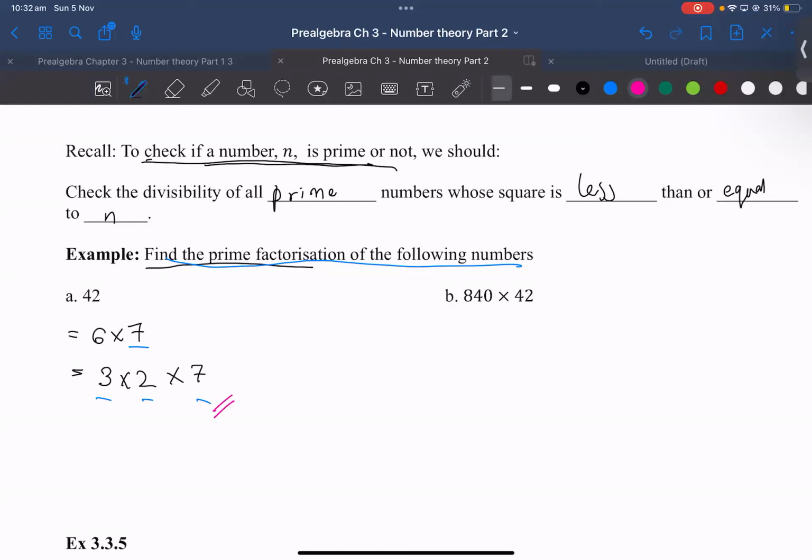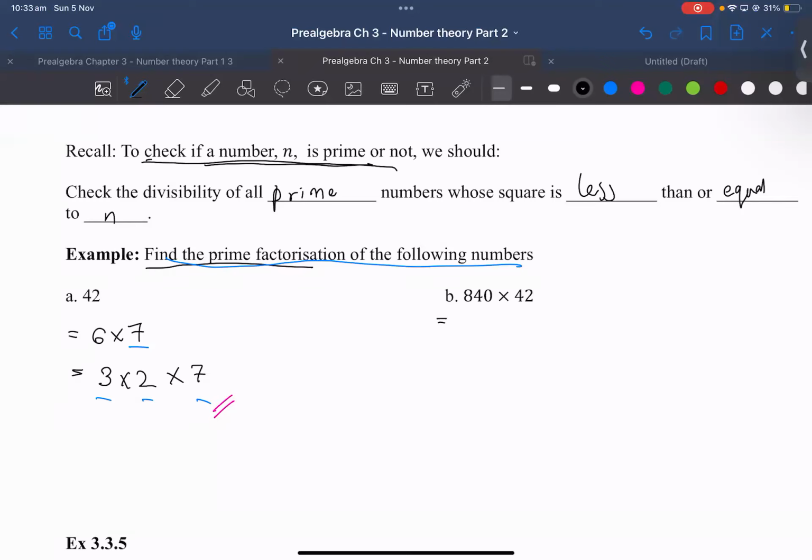And now we have a prime factorization of a pretty big number here, 840 times 42. But with 42 we already know the prime factorization. So I'm going to find the prime factorization of 840 and then multiply by the prime factorization of 42 afterwards. So I'm going to factorize them separately. Does that make sense? Yeah. Well, how can I break down 840 into factors?